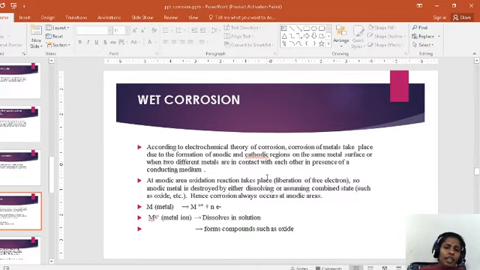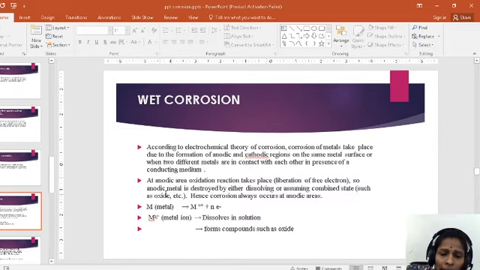In another type of case, we are exposing two different metals to the environment. When we expose two different metals to the environment, the metal which is in the top position acts as the anode, and the metal which is in the bottom position acts as the cathode. Here the anode and cathode are exposed to the electrolyte. So in the wet theory of corrosion, on the same metal we can see anode and cathode, or two different metals are exposed to the moisture.